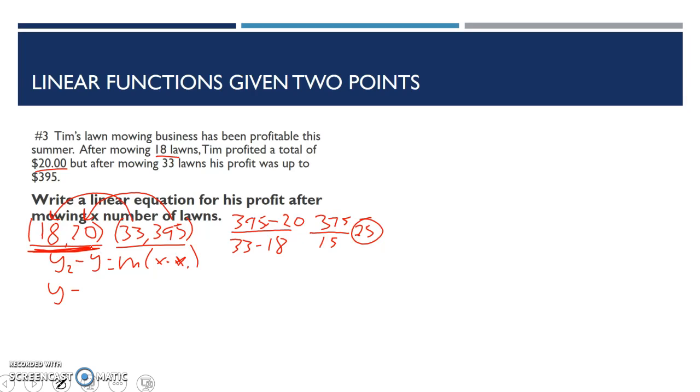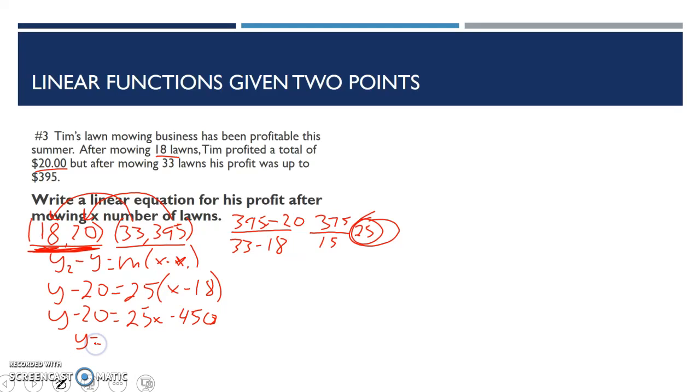I'm going to take y minus the y value, which is 20. That equals the slope, which is 25, that's what I found over here, times x minus the x value in the point that I chose, which is 18. So this is going to be y minus 20 equals 25x minus 450, because 25 times negative 18 is negative 450. Then if I add 20 to both sides, my equation is simply going to be y equals 25x, 25 for every lawn, minus 430.